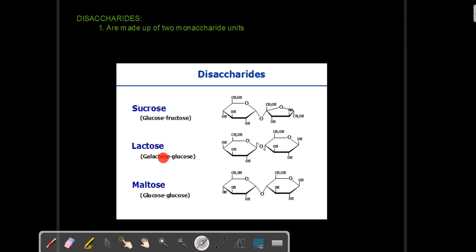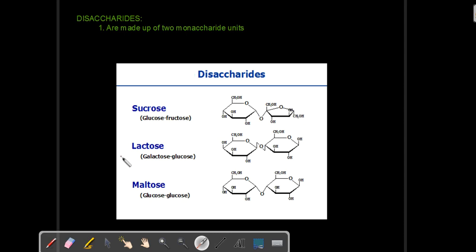Lactose is made up of galactose and glucose. This is galactose and this is glucose monosaccharide. And maltose is made up of glucose and another glucose, identical 2 glucose units. So maltose, this is also glucose, this is also glucose. So disaccharide is the simplest of the oligosaccharides. Oligosaccharides are carbohydrates which contain 2 to 10 monosaccharide units.